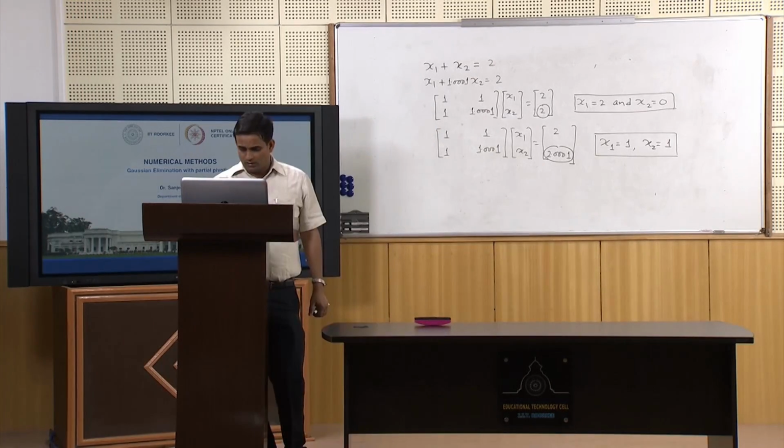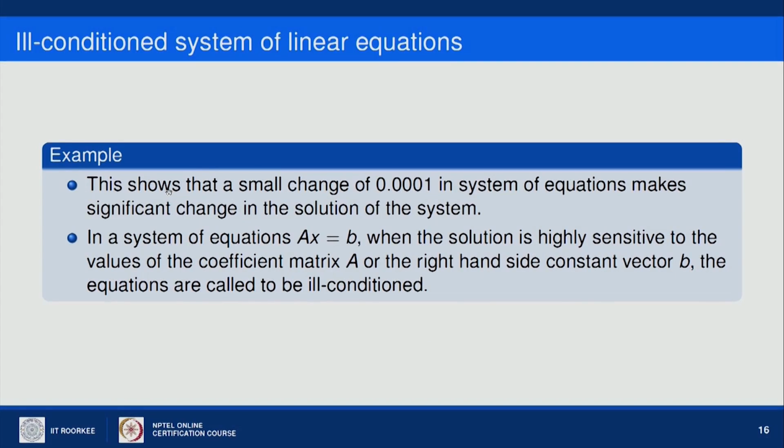This particular example shows that a small change of 0.001 in the system of equations makes a significant change in the solution of the system. So, in a system of equations Ax equals b, when the solution is highly sensitive to the values of the coefficient matrix A or the right hand side vector b, the equations are called ill conditioned.